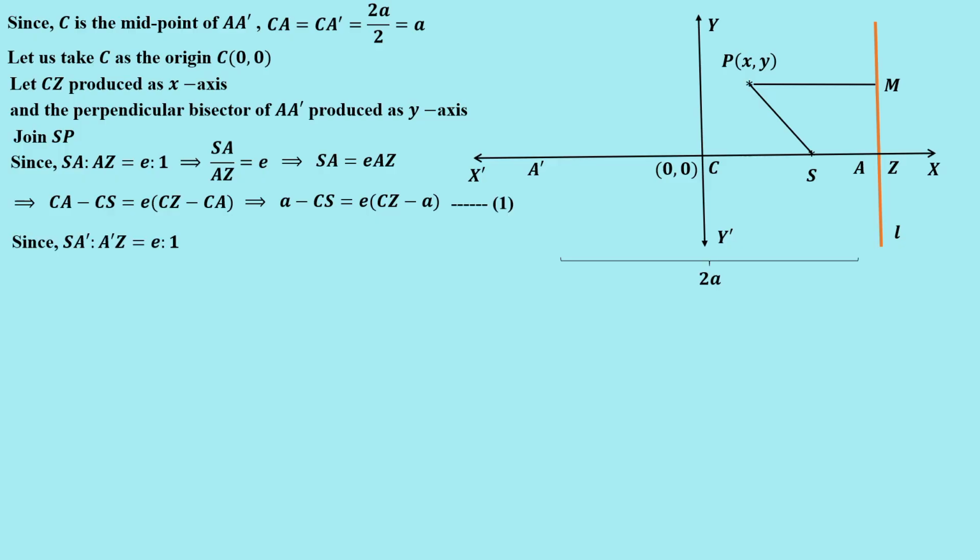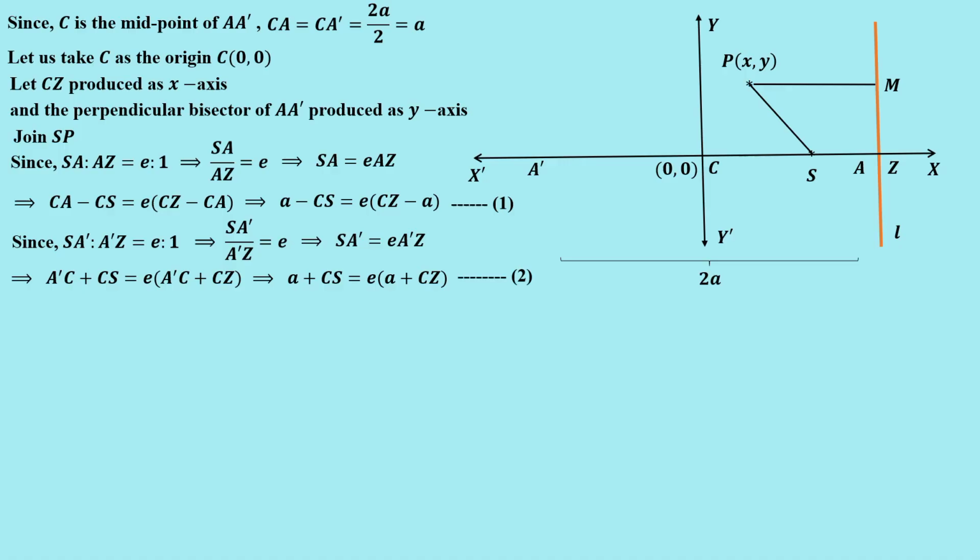Now we are taking A dash. A dash divides the line segment SZ externally in the ratio e is to 1. So SA dash is to A dash Z is equal to e is to 1. SA dash by A dash Z is equal to e, so SA dash is equal to e times A dash Z. SA dash can be written as A dash C plus CS, which is equal to e into A dash Z, which can be written as A dash C plus CZ. So a plus CS is equal to e into a plus CZ. That is equation number 2.